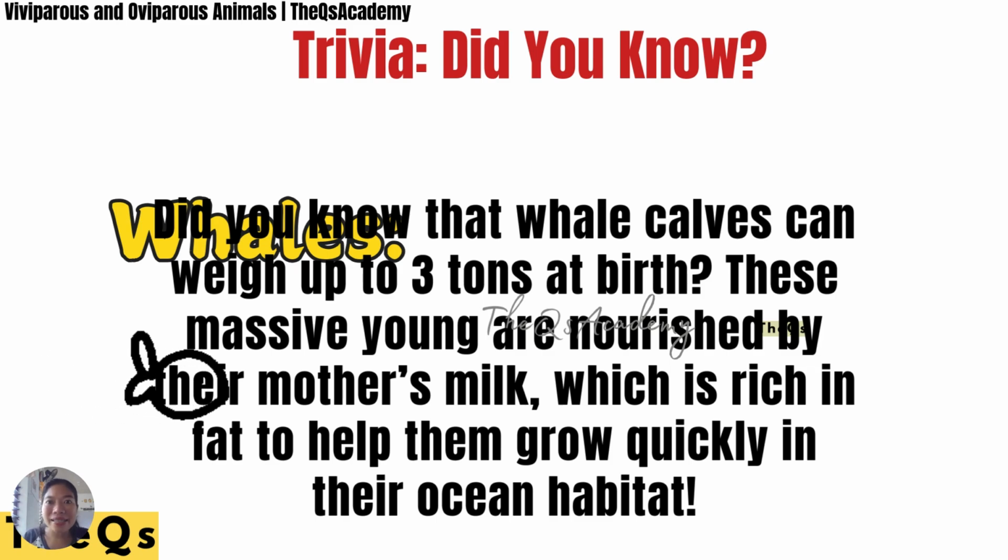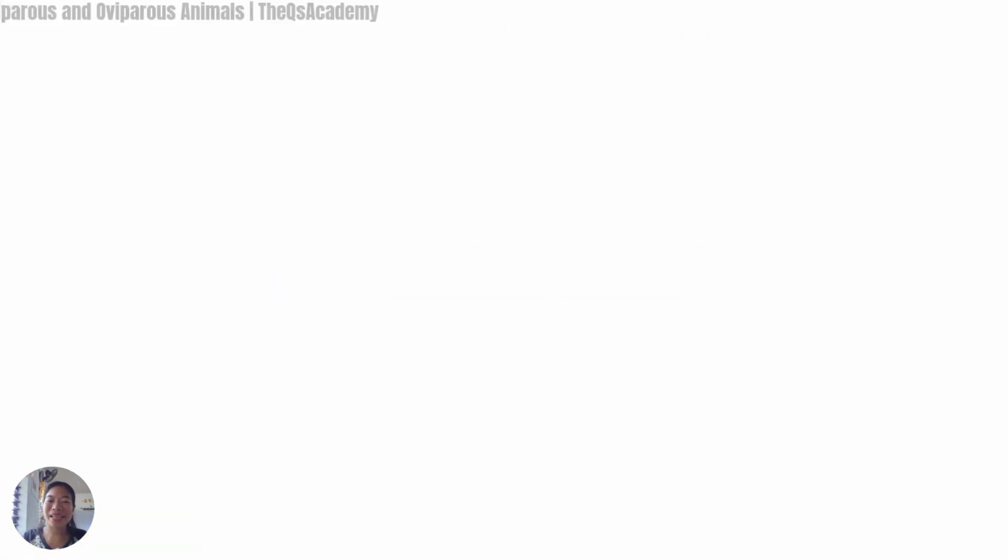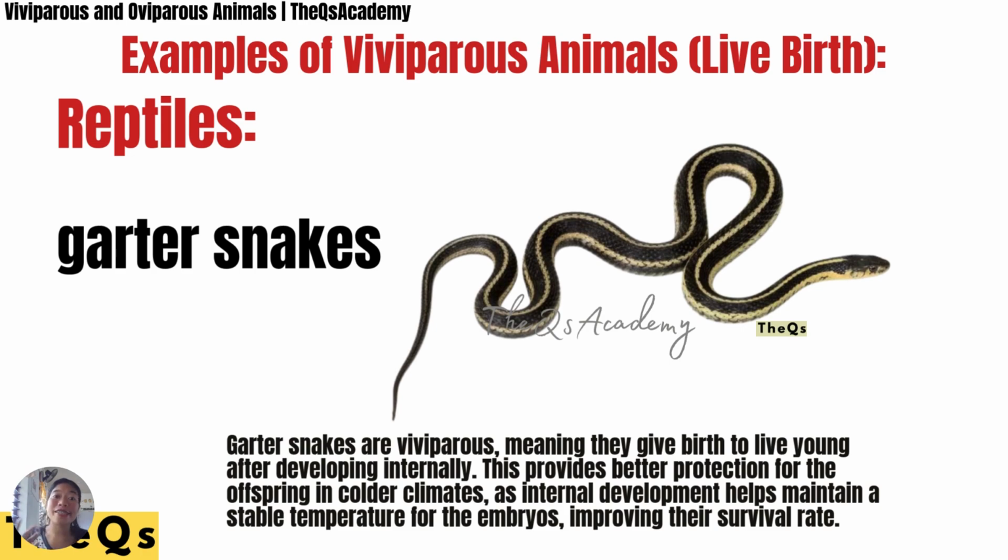So, whales weigh up to 3 tons at birth. Wow! 3 tons, that is 3,000 kilos. And we have another example, garter snakes. Some of the common snakes lay eggs, but garter snakes are viviparous, meaning they give birth to live young after developing internally. This is a different kind of snake. So you may try to search for the garter snake.